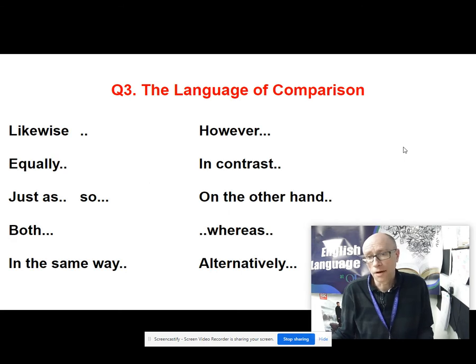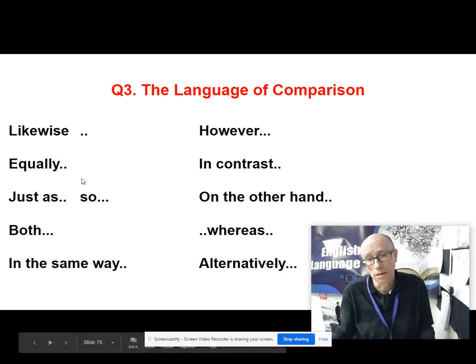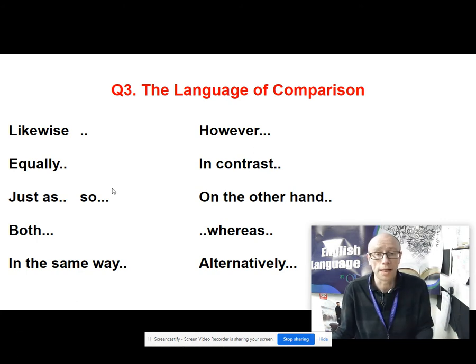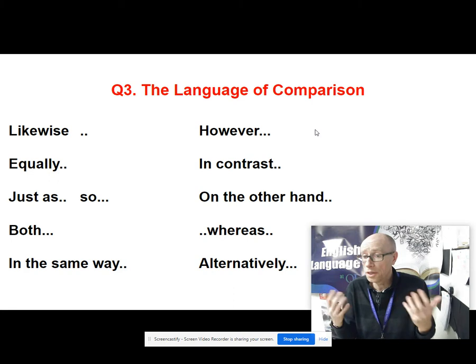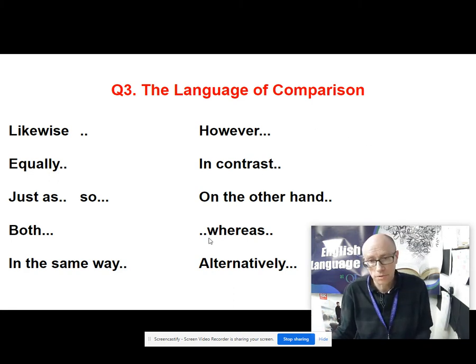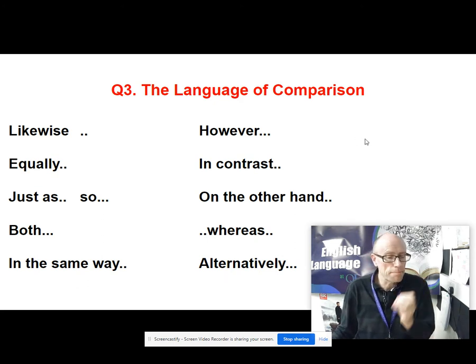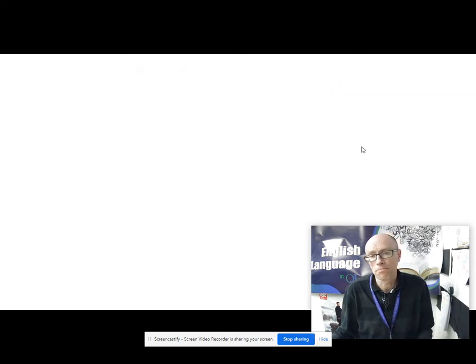And you're going to be using the language of comparison all the way through, not just in your topic sentences, but within your paragraphs as well. So here we've got the lexicon of similarity: likewise, equally, just as, so both, in the same way. And then we've got the lexicon of difference over here. Words like however, in contrast, on the other hand, whereas. Don't start sentences with whereas, use it in the middle of the sentence. And get the spelling right. It's one word, whereas, or alternatively. Okay, so embed those comparative words into your response to question 3.